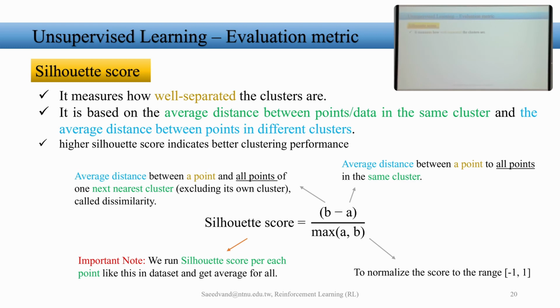Now, let's talk about the silhouette score. In silhouette score, we want to measure how well spread each cluster is. So we want to talk about the spread of the clusters, how well they are distributed, because maybe these points are very good in the centers, but they are not distributed very well.